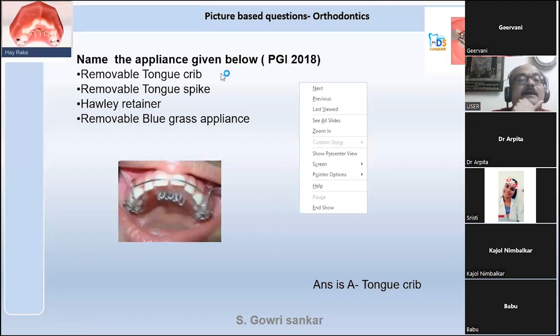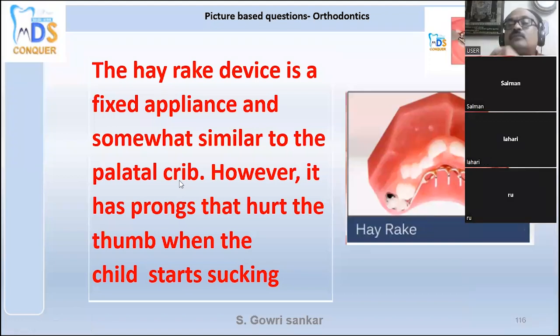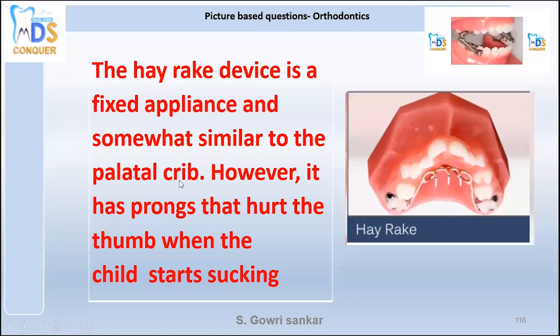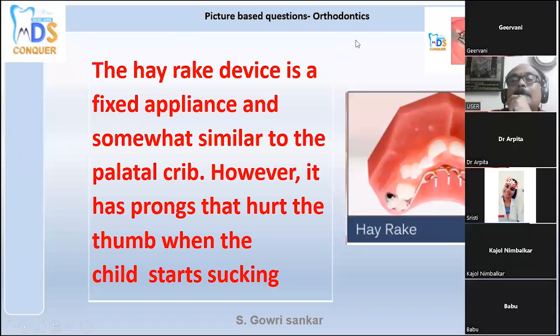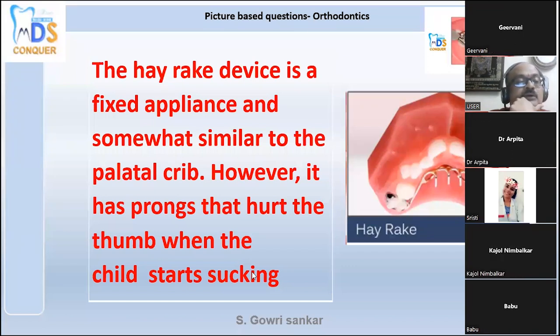And the appliance we are talking about is called a crib. Whether you call it a tongue crib or a spike, spikes are a little bit aggressive. They cause injury to the patient. Spikes hurt you also. So remember, this is called a headache device. No, nothing is punishable like this. All these are called reminder appliances.